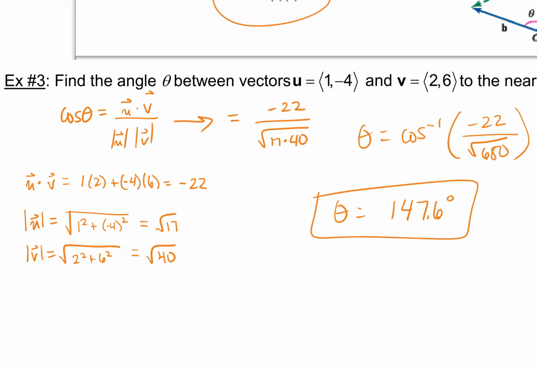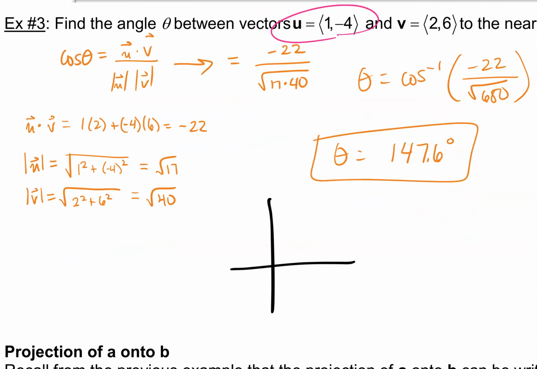All right, so what this means. My first vector, 1, -4: I go over 1, down 1, 2, 3, 4. It's about right here. This is my first vector, and that's U. Here's my second vector, 2, 6: so over 2, up 1, 2, 3, 4, 5, 6. Somewhere like that. That's V. And if we want the angle between them, it's literally this angle right here, and that's going to be 147.6 degrees. Of course, I'm not the best artist, but you can see it's more than 90.